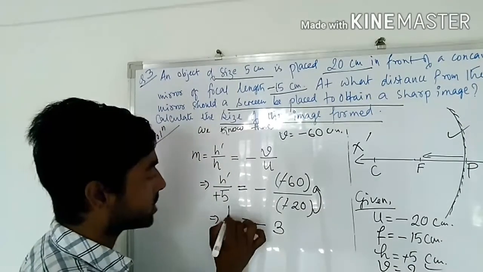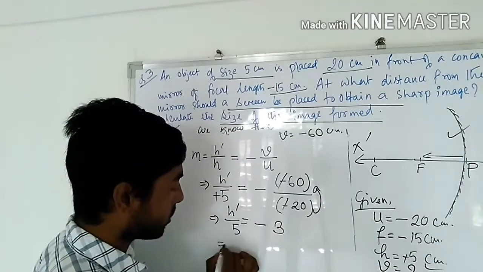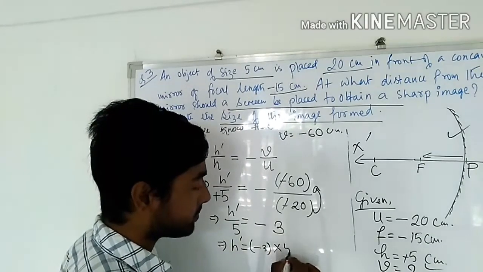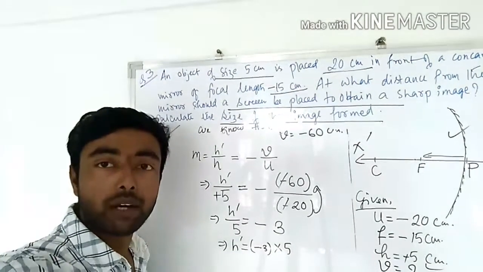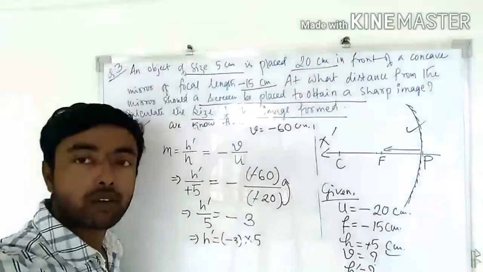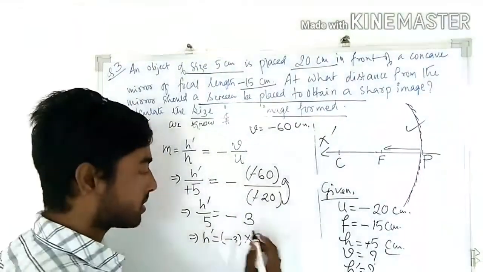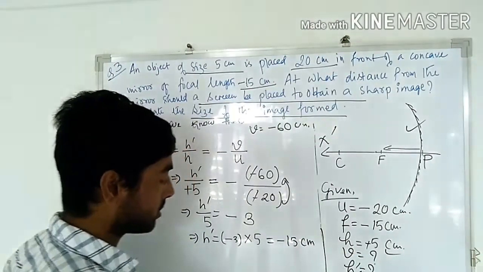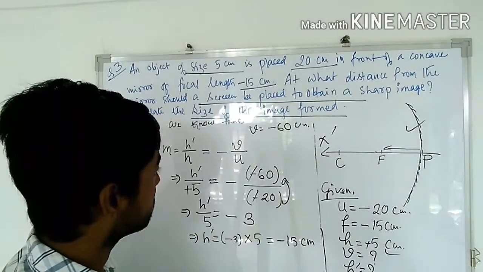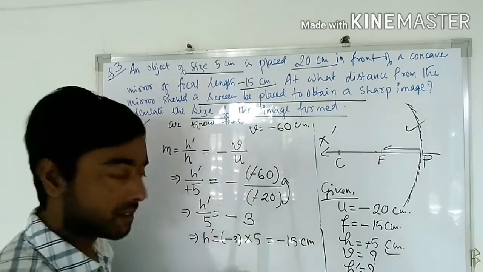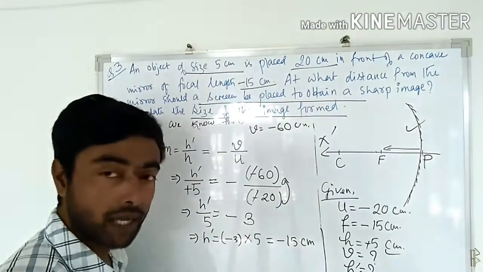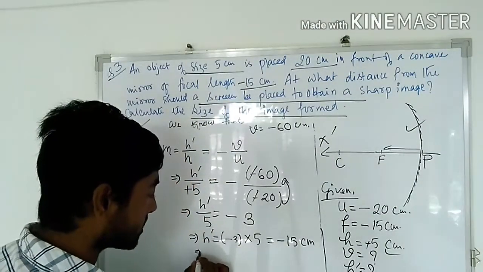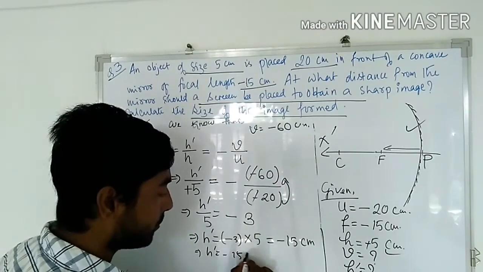So this is h dash divided by 5. So h dash will be minus 3 into 5. Minus 3 into 5, how much is it? It is equal to minus 15 centimeter. Understood? Am I correct? Yeah. This is minus 15 centimeter. That means your image height h dash is minus 15 centimeter.